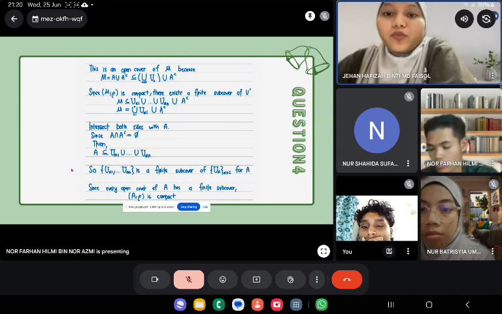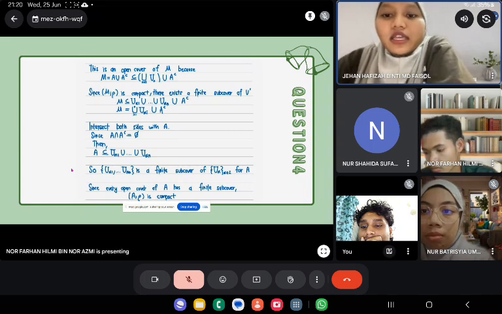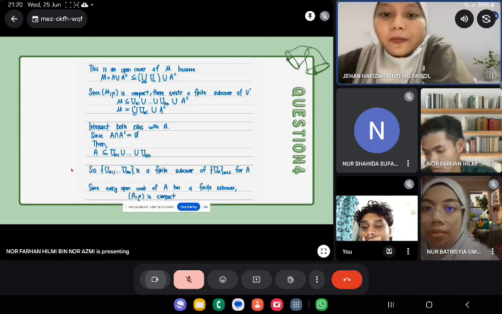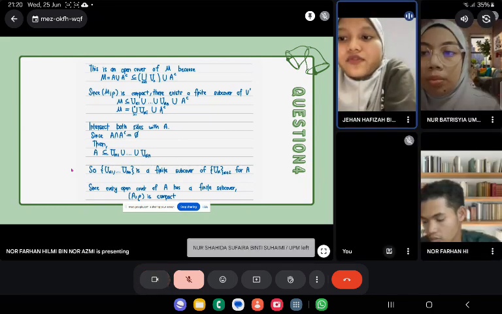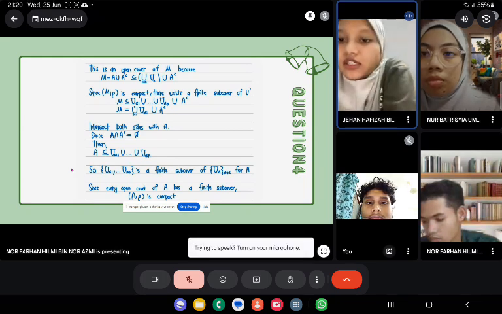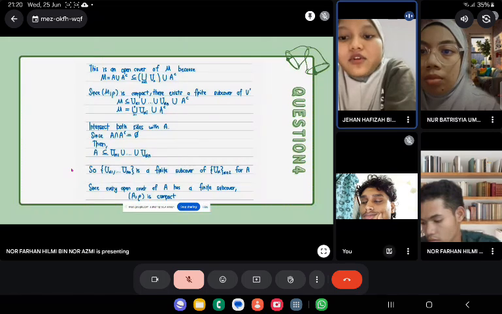Since we let U alpha i equal to V alpha i intersect with A, then A is a subset of the union for i running from 1 to n of U alpha i. So the conclusion is U alpha 1 till U alpha n is a finite subcover of {U alpha, alpha in I} for A. So since every open cover of A has a finite subcover, we can prove that (A, rho) is compact.